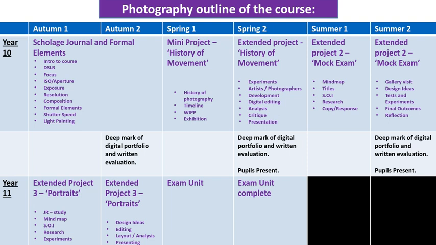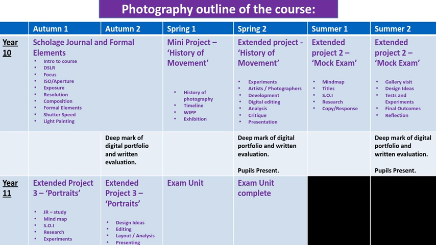This is the photography outline of our course. In Year 10, you will complete 3 projects. One is a scholars journal and skill-based. One is the history of movement through photography. And in the summer term, it is a mock exam paper. In the autumn term, it is skills focused and it is teacher led.